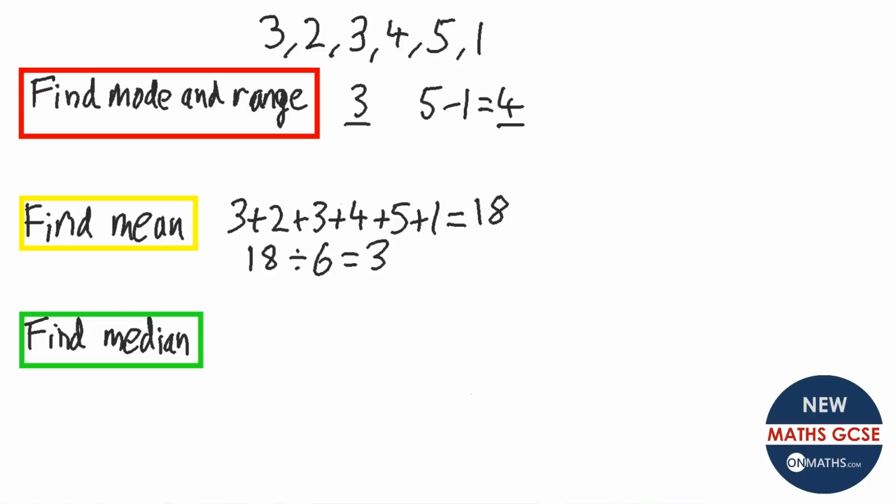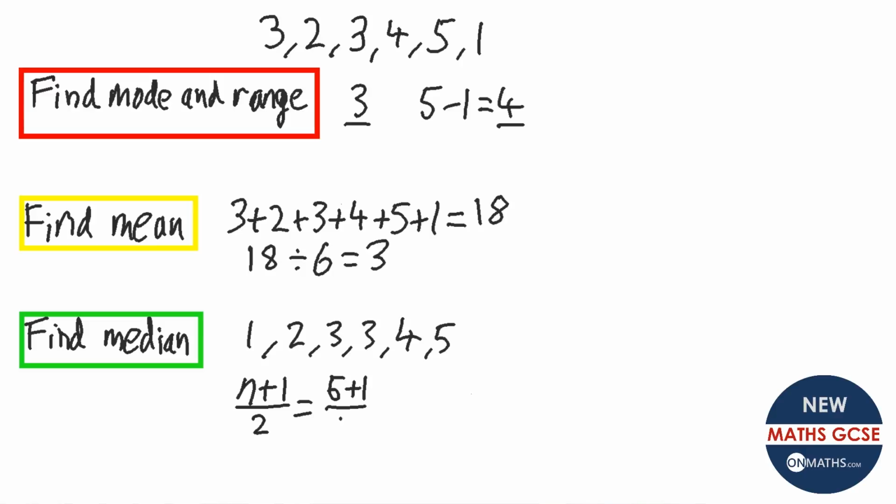Okay, lastly we're going to do the median, so put them in order of size. So 1, 2, 3, 3, 4, 5. And we're going to use the formula again, so n plus 1 over 2. There are 6 numbers, so it's going to be 6 plus 1 over 2, which is 7 over 2. Now it's not a whole number, it's going to be 3.5. So it's the 3.5th value.